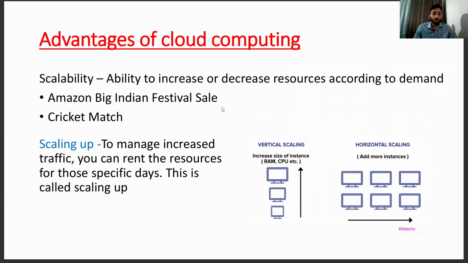First advantage is scalability. The ability to increase or decrease resources according to demand. Yes, that's a big advantage. First example is Amazon Big Indian Festival Sale. Suppose on a random day, the Amazon traffic is 1 million. Okay, 1 million people are using the app. But when there is a sale of any kind, the traffic would be comparatively higher. Suppose 10 million, 20, 50 million people are using the app on that day.